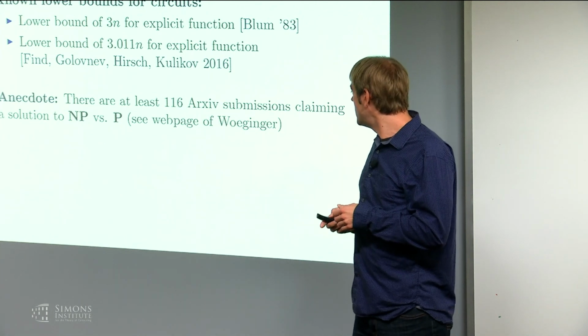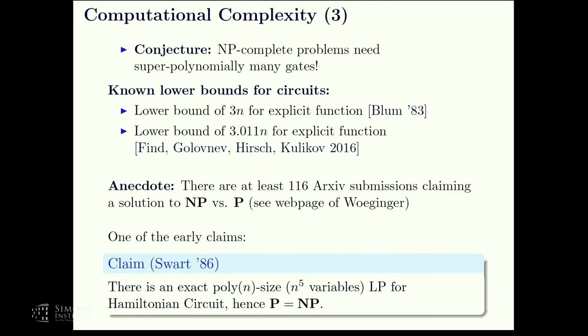Okay, I want to talk a little bit about one of the early claims, which is actually by a Canadian mathematician, Swart. That's from the middle of the 80s. He claimed that P would equal NP. And the way that he claimed he had solved the problem was by modeling the Hamiltonian circuit problem that I just defined as a linear program.